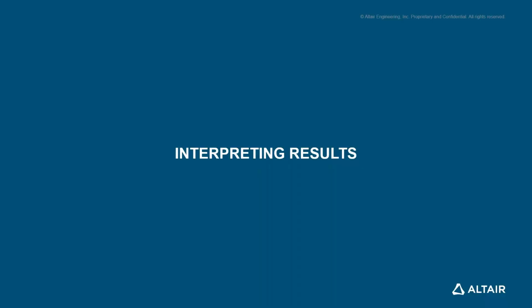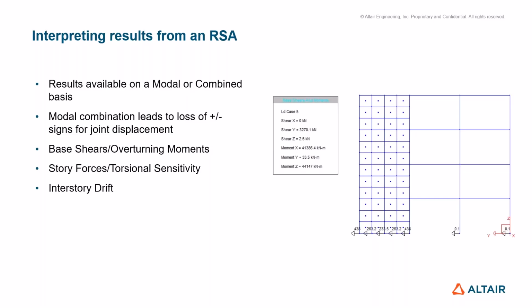So when we run the analysis, we're going to get a set of results, and we have to understand that as well. And something perhaps unique about this type of analysis compared to others is its ability to provide results in both a modal or a combined basis. We talked a little bit about the modal combinations. So basically how you're going to be able to combine these different eigenvalues or modes together to get a usable set. You can look at the results on a combined basis or a modal basis.